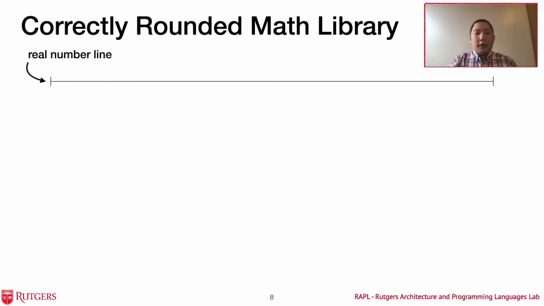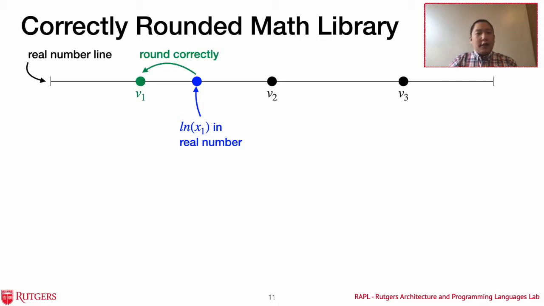So let me first start off by talking about what it means for a math library to be correct. To illustrate, here's a number line in real numbers. Fixed precision representations like floating point representations can only represent a finite number of rational numbers exactly. So you can't exactly represent irrational values like natural log of x1 here with these representations, and you have to round these kinds of values to a representable value using a desired rounding mode. In this talk, we will use the round to nearest, tie goes to even rounding mode.